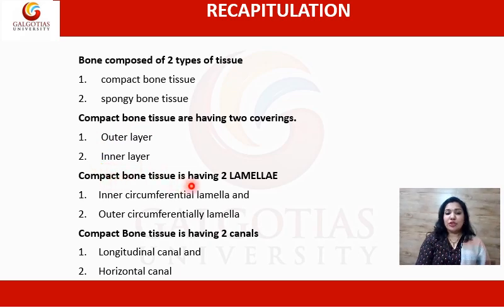The compact bone tissue has two lamellae. The first is the inner circumferential lamella and the second is the outer circumferential lamella. The bone tissue also has canals, and the compact bone has two canals. The first is the longitudinal canal and the second is the horizontal canal. These are all things we discussed in our previous class.